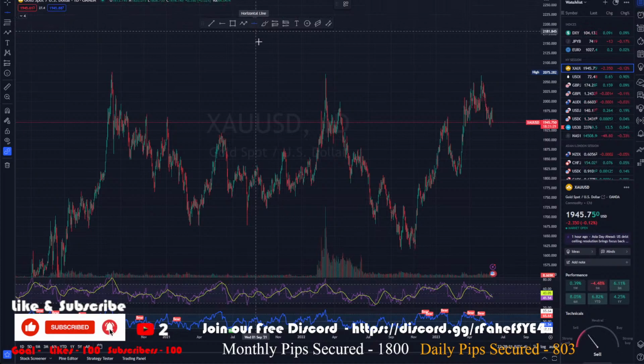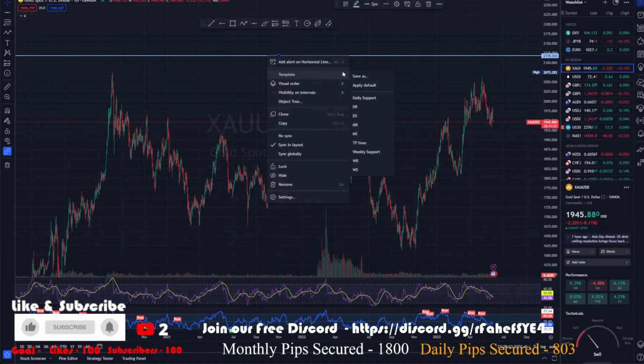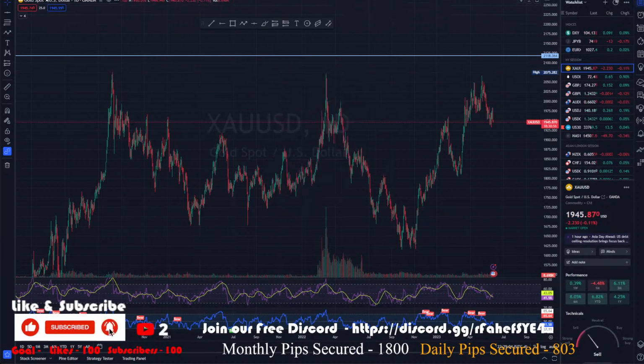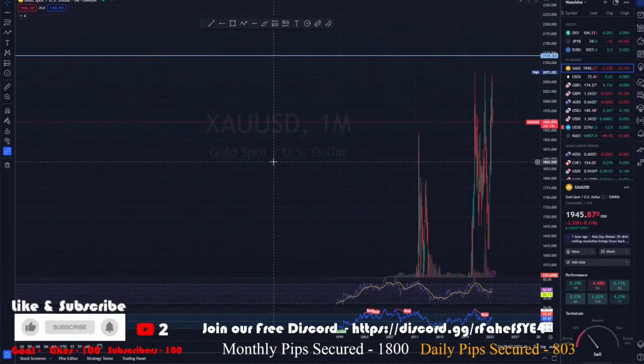Create templates. For example, I have templates set up here: daily resistance, daily support, monthly resistance, monthly support, weekly resistance, weekly support, right? Because we are going to look at the monthly chart, the weekly chart, and then the daily chart. And that's going to be the order in which you're going to be marking up your charts, right? We're always going to look at drawing it out monthly, weekly, and daily, and then going into the smaller time frames. Okay, so let's get started with that.